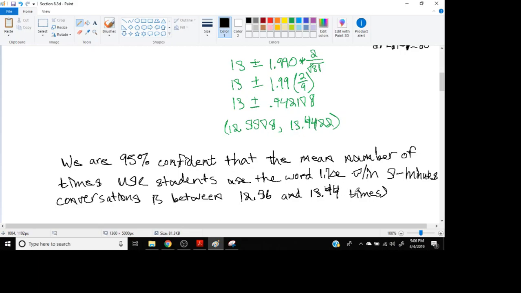So basically, since you're not going to say something a decimal number of times, it's basically going to be 13 times, right? That's a pretty small margin of error. This margin of error, 0.442178, it's not enough to make a whole, right? And so it's basically saying that that mean number is pretty accurate, right? It's probably about 13 times that people, USC students, are going to say the word like within 5-minute conversations.